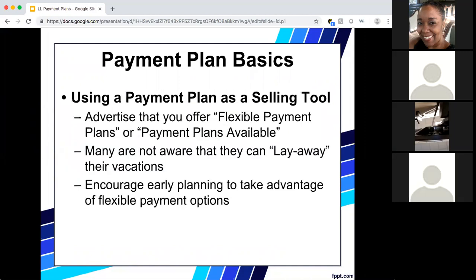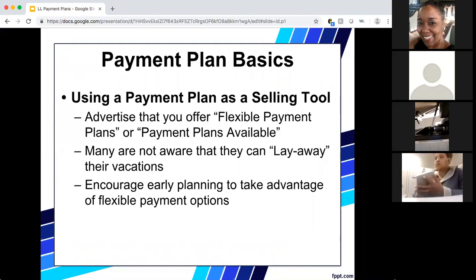Now let's talk about using a payment plan as a selling tool. Because when you're marketing your trips and you're posting on Facebook or Instagram, if you advertise that you offer flexible payment plans or that payment plans are available, that can be attractive to people because travel is a little bit different. The general public doesn't necessarily know. So they may not realize that they could, quote unquote, lay away their vacation. You as the travel professional, when you're sharing with them, you want to let them know.